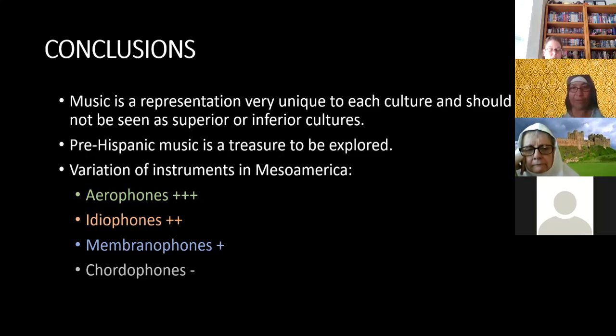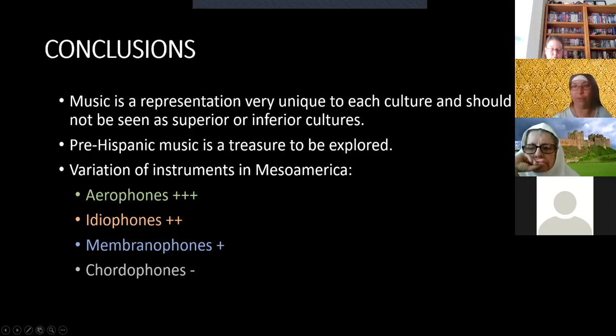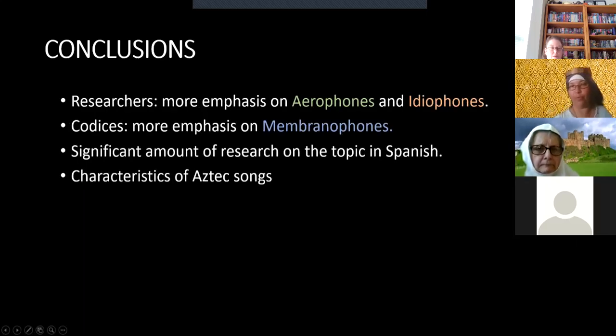Another thing that I learned in this research is the variation of instruments in Mesoamerica. For instance, there are a lot more aerophones, and still a lot of idiophones, but not as much as the aerophones, and membrophones a little bit less, and no chordophones at all. It's important to mention that most of the research studies that I consulted give more emphasis on aerophones and idiophones. On the contrary, the codices give more emphasis on the membrophones. You can see more examples of membrophones in the codices.